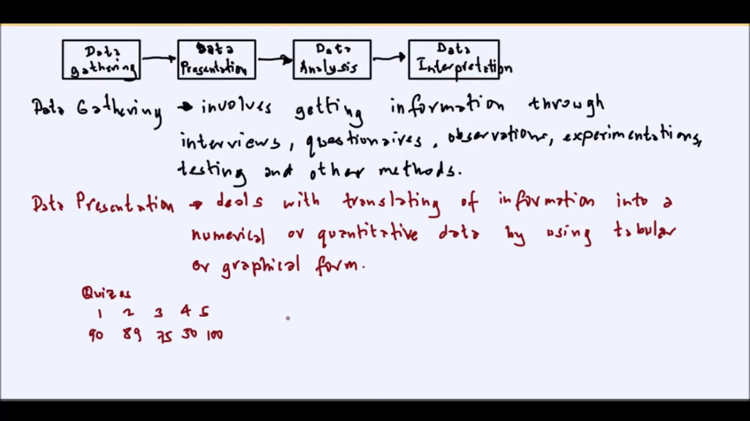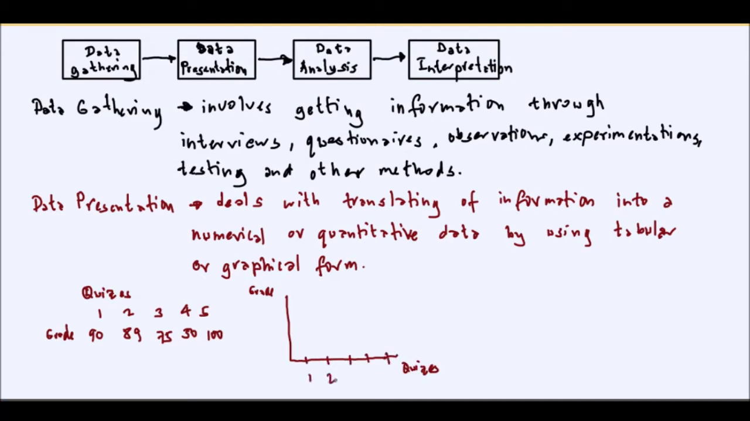We're going to have that one in a graphical form. So for example, we will use a line graph. So let's have this one. This will be the grade here. This will be the grade. Then this is the number of quizzes. So we have 5 quizzes.